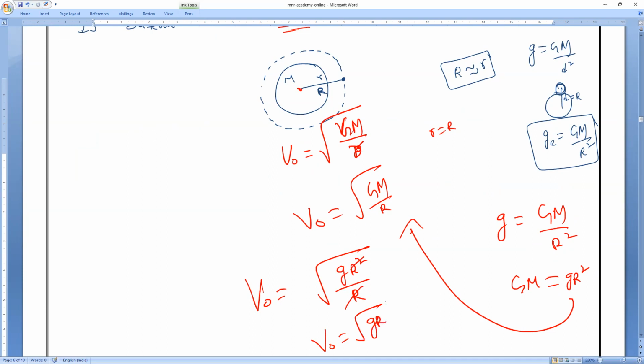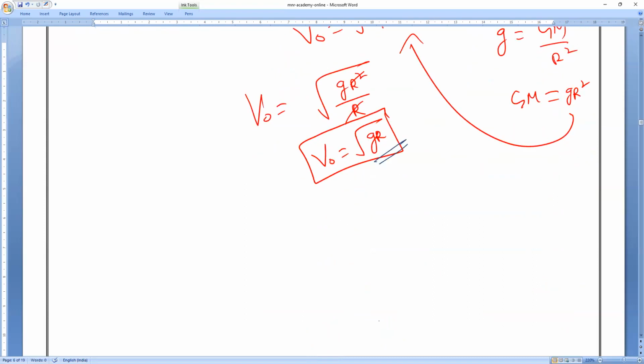What is the orbital velocity of satellites moving closer to the earth surface, everybody? Very close to the earth surface. Then what is the orbital velocity formula? V naught is equal to root over gR.